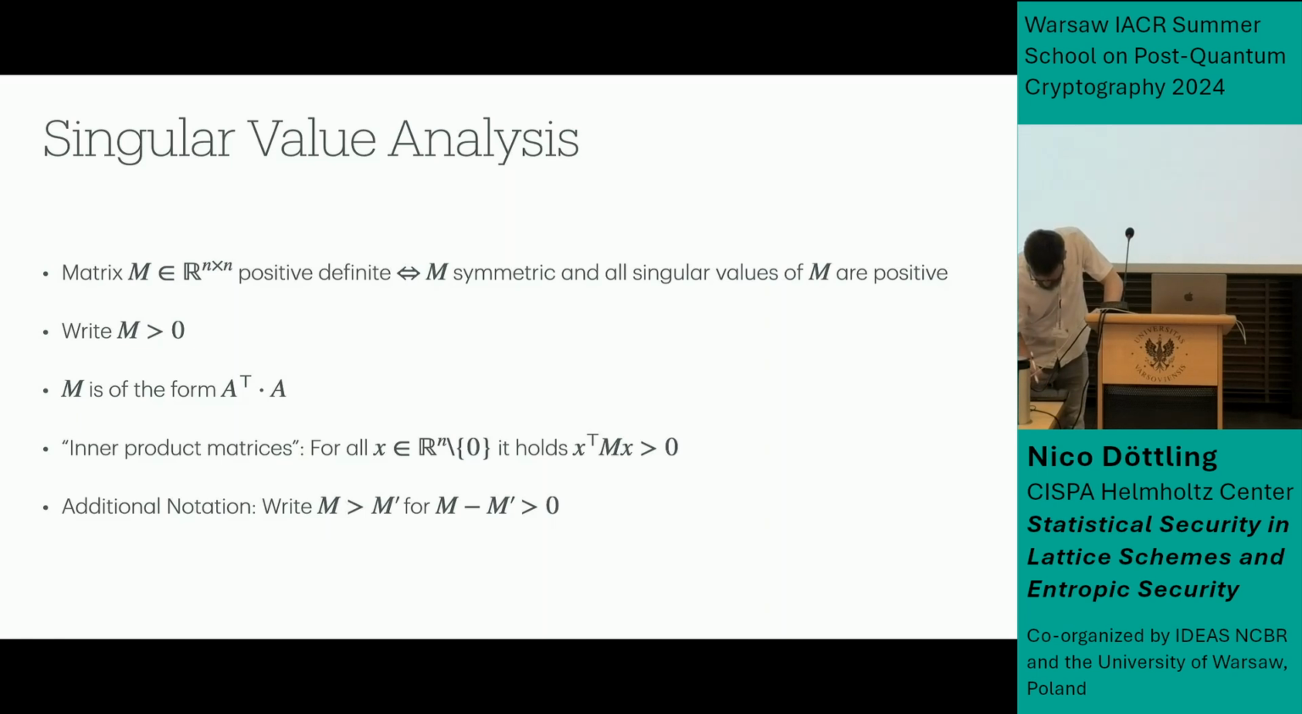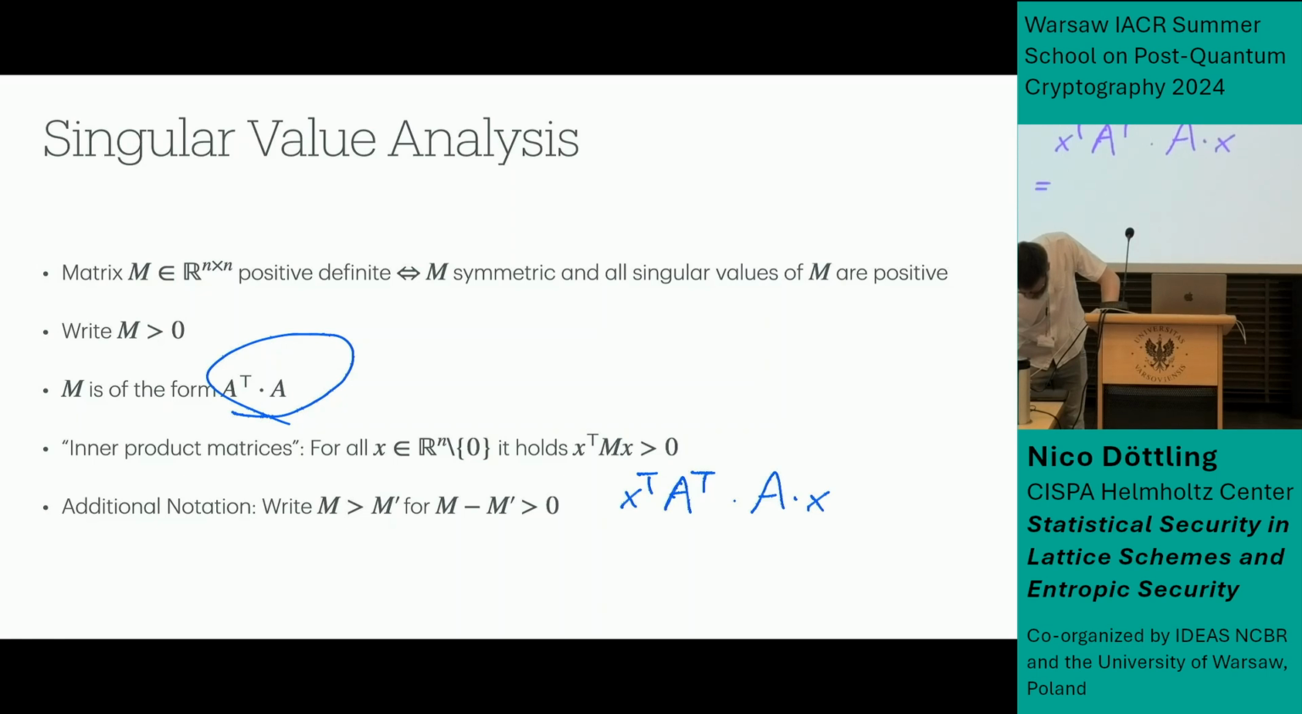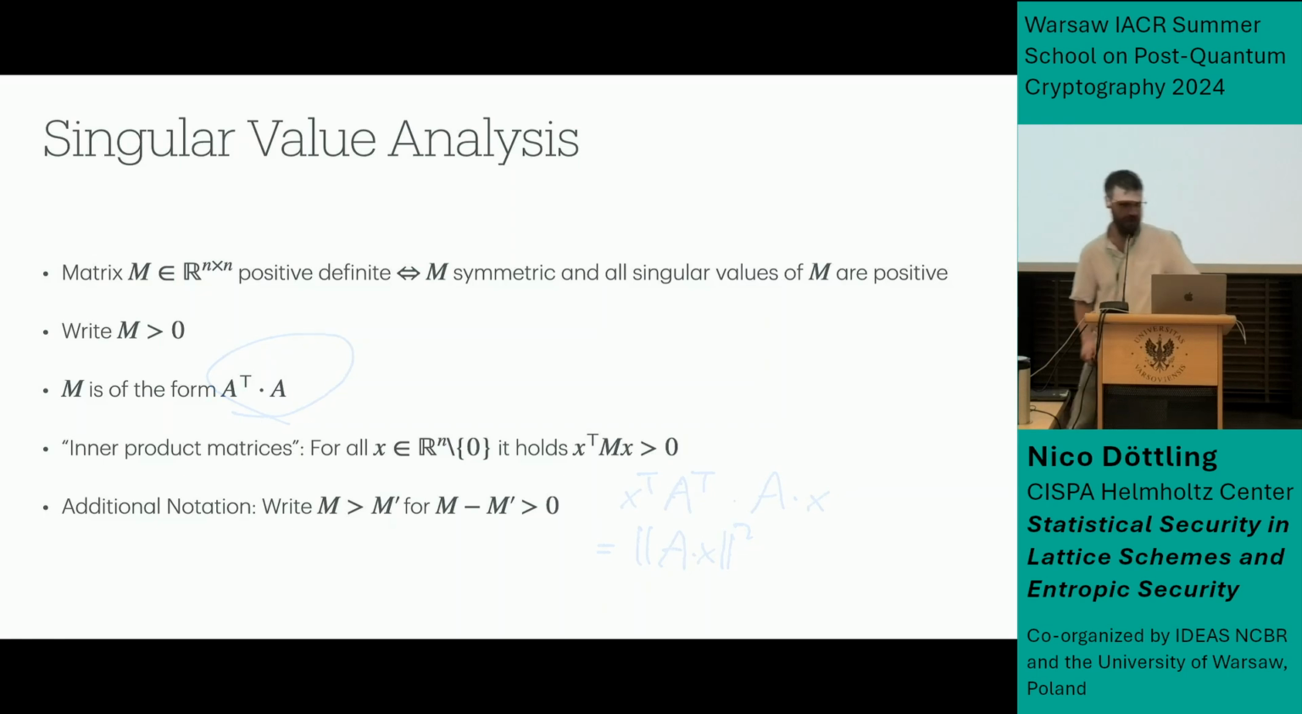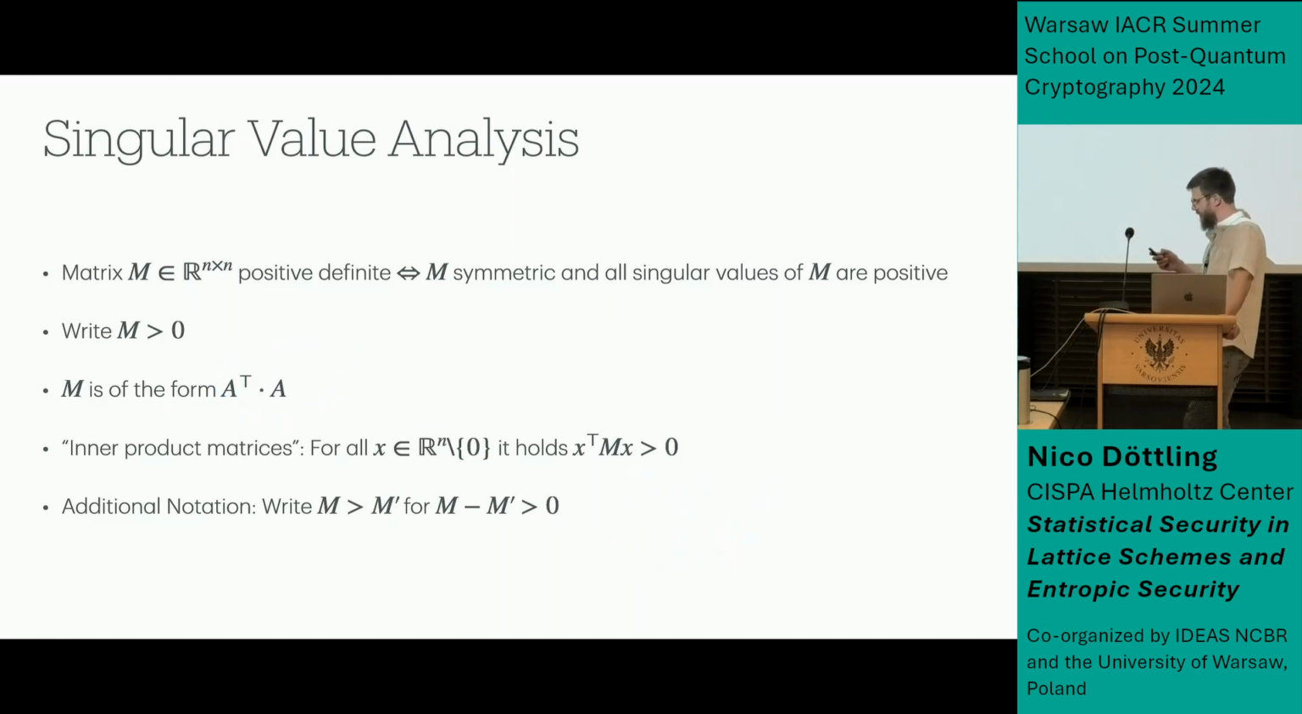If you use this form here of M, then you have x transpose A transpose times A times x, and this is now just the norm of A times x squared, right? Since all singular values are positive and therefore non-zero, this norm of A times x squared is also greater than 0, as required. Good, and as an additional notation, I write M greater than M prime if M minus M prime is positive definite.